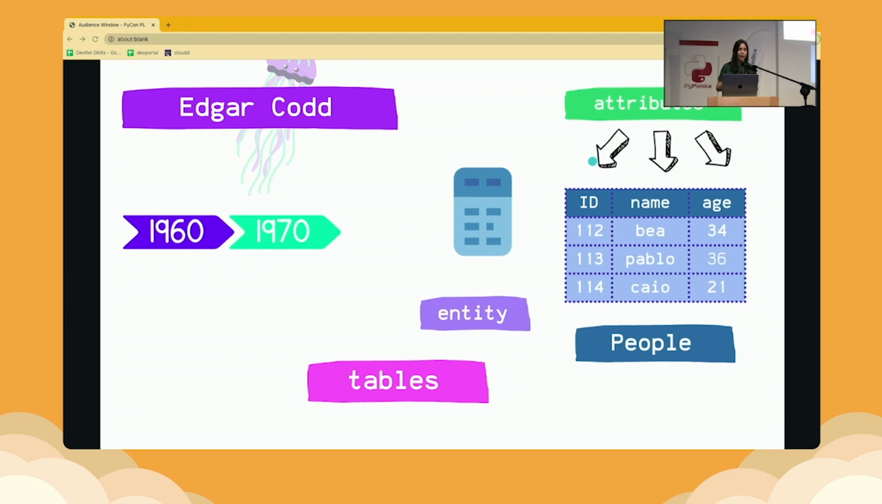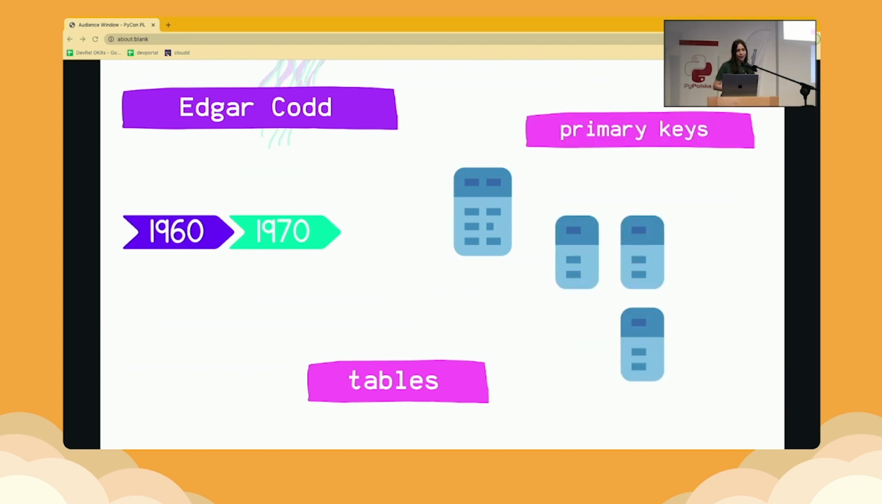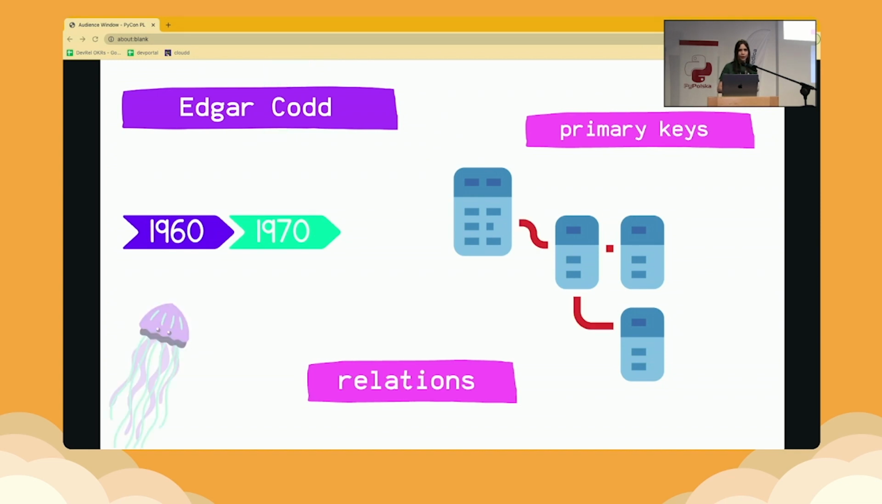Also, there will be attributes, which would be saying the characteristics of those instances, entities. One thing that was also described in this paper is that the table should have primary keys, which are a unique identifier for each row in this table. From those primary keys, you could now do cross-reference, and you would just reference the next primary key and so on, rather than having the disk addresses.